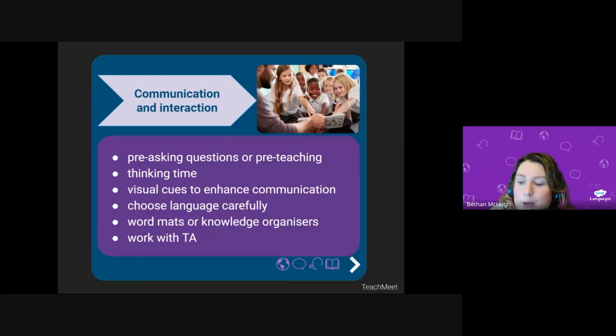Giving thinking time. We can be really scared of those periods of silence, but actually giving time, we kind of expect this kind of snap. Can you answer me? Well, is that really fair for these children who might need to think about something in English first, and then they've got to convert it to a foreign language, and then they have to think about it in their head, and then they have to say it out loud in a different accent, in a different kind of way of speaking? We have to be respectful of that. So give thinking time if it's needed.